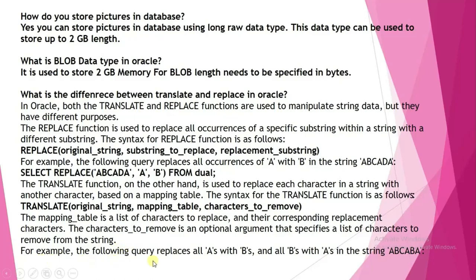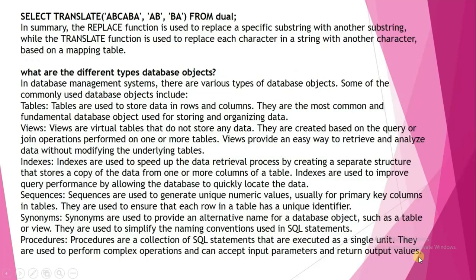For example, the following query replaces all A's with B's and all B's with A's in the string ABC ABA. So here: select translate('ABC ABA', 'AB', 'BA') from dual. In summary, the replace function is used to replace a specific substring with another substring, while the translate function is used to replace each character in a string with another character based on a mapping table.